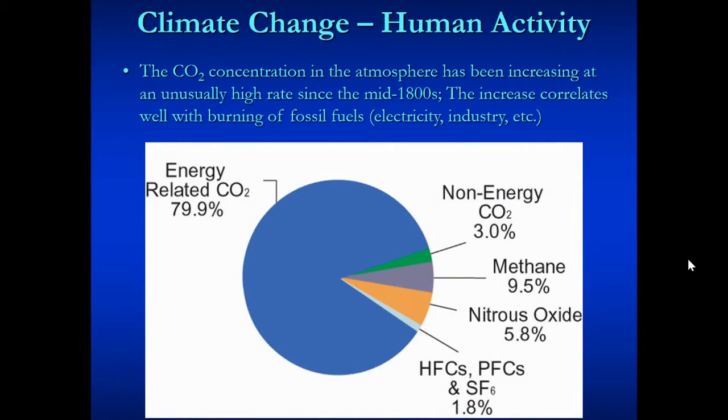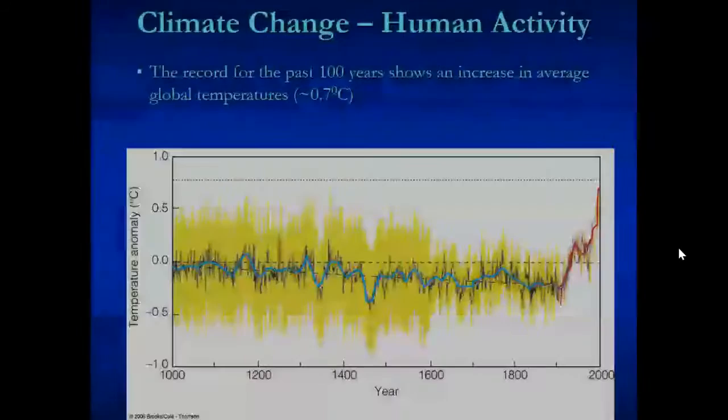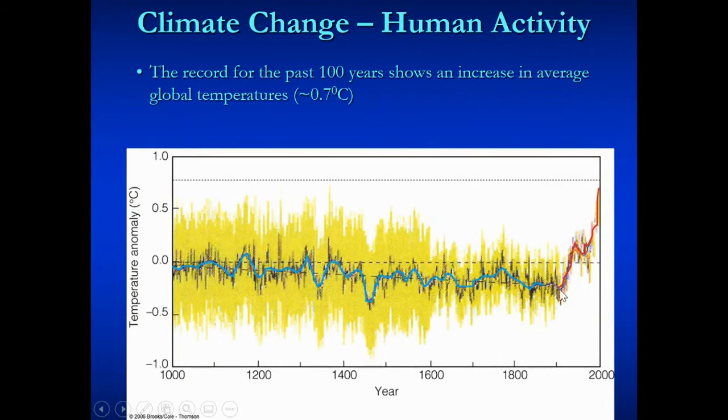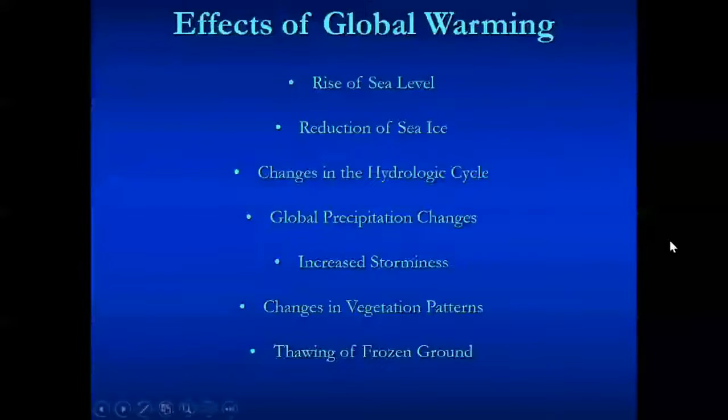CO2 concentration in the atmosphere has been increasing unusually since the mid 1800s, particularly since the Industrial Revolution. And most of that CO2 is energy related burning, about 80% of it. And we also look at the last 100 years of temperature, noting that it is rising more than usual. This is the last 1,000 years. Of course, remember, we had the mini ice age there, and temperature was cooler, so we'd expect to see warmer temperatures today, but nonetheless, it is rising.